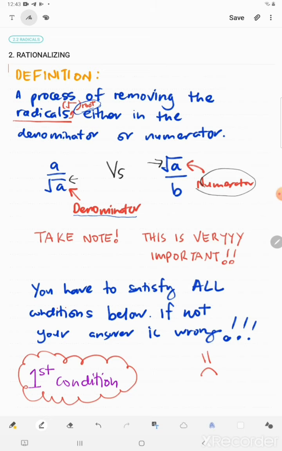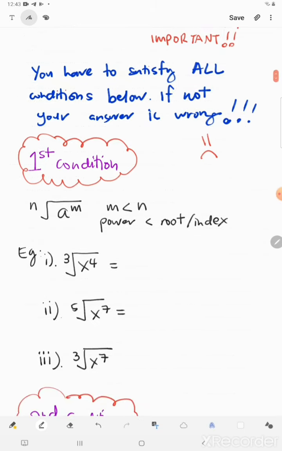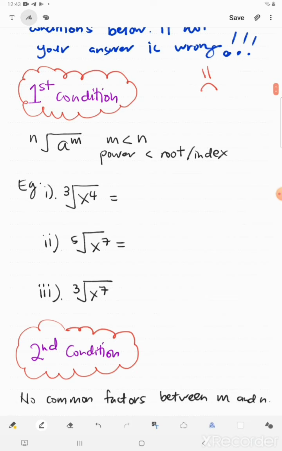Take note, this is very important: you have to satisfy all the conditions below. If not, your answer is wrong. The first condition: n root of a power of m. This is what we call the expression for radicals. We have rationalized the radical when m is less than n. We call m the power, and n the index, or we call it the root. Power less than root.